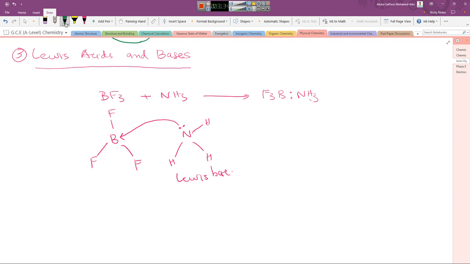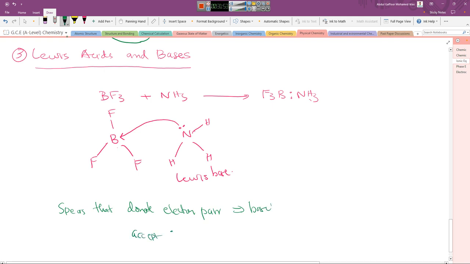So we can tell a species that donates an electron pair will be called Lewis base. So the theory that you should know is the species that donates an electron pair will be base, and the species that accepts an electron pair will be called acid, right? So here ammonia will be Lewis base, and BF3 will be Lewis acid, right?